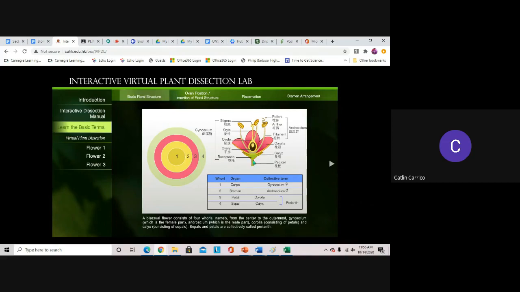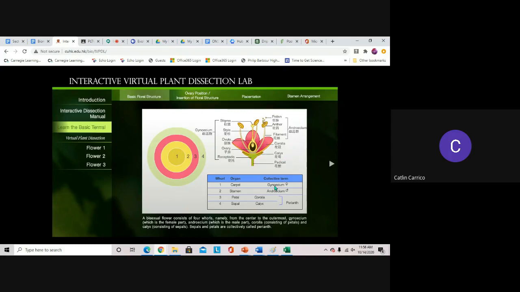From a flower standpoint, you have the receptacle down here, which is where it holds the flower. Then you have the ovary, which holds your seeds, or the ovules. The style is the neck of the vase, and then we have the stigma. We then have the male parts: the pollen, anther, filament, corolla, calyx, and pedicel.